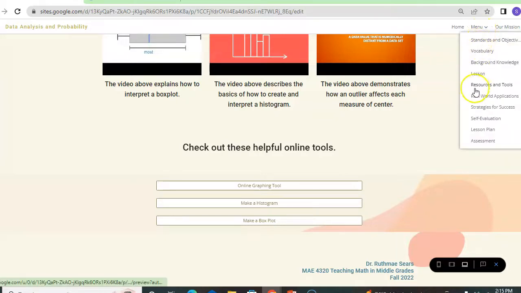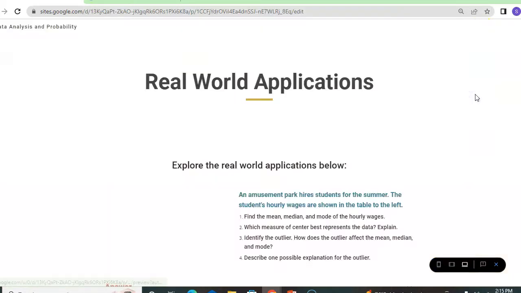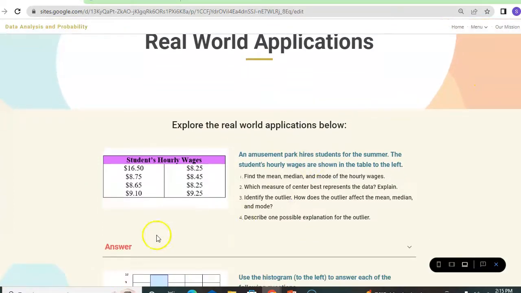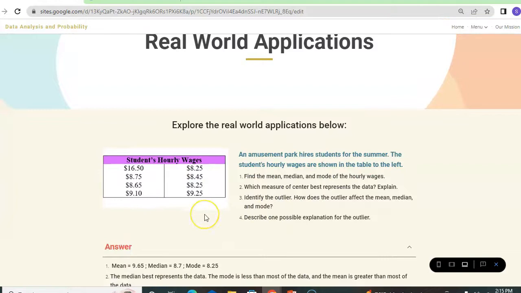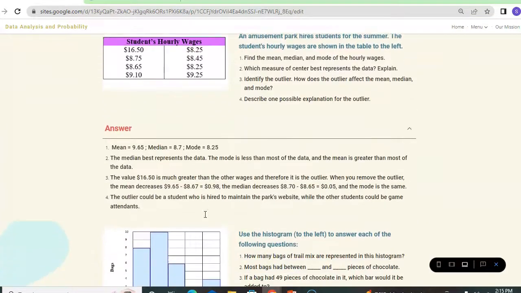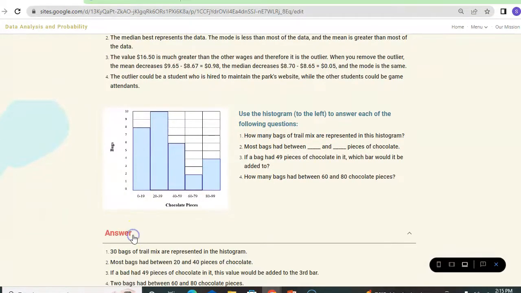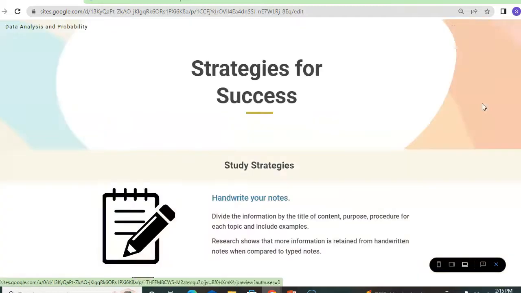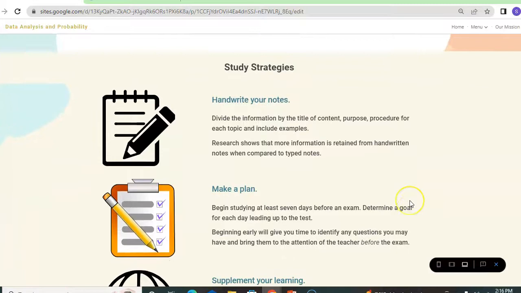For more practice, check out the Real World Applications page. Try each real world application on your own and click the Answer tab to reveal the solution. Also be sure to check out the Strategies for Success page. This page includes helpful strategies for studying and for test taking.